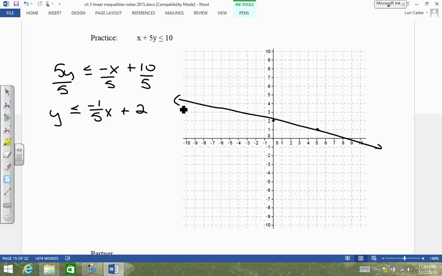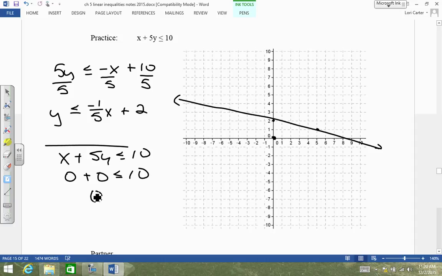Okay, what point do you want to pick to check? Let's pick 0, 0. 0, 0 is an amazing point. So we're going to pick this point right here, the bottom is true, and we're plugging it into x plus 5y is less than or equal to 10. So 0 plus 0 is less than or equal to 10. Is 0 less than or equal to 10? True. So this point is true.